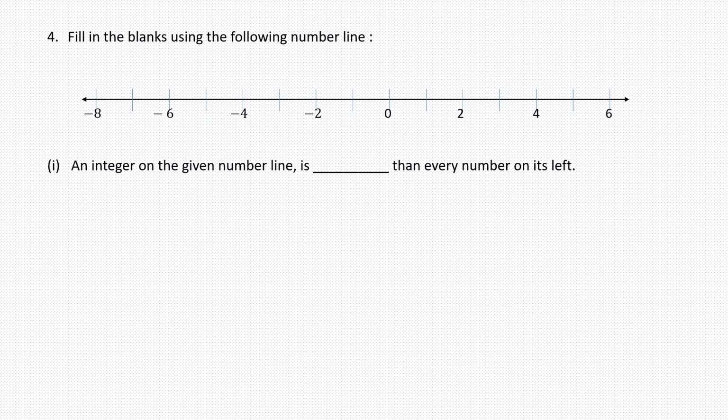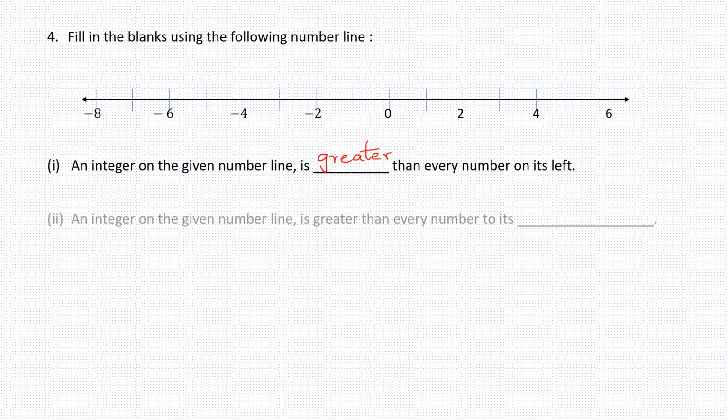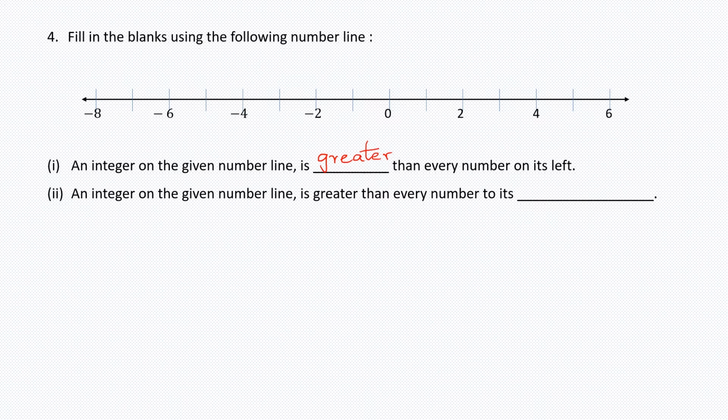Okay, now let me simply take an example of 2. Suppose I'm taking 2. 2 is dash than every number on its left. Can you see? That means 2 is greater. Take an example so it will help you understand this better. 2 is greater, or every number is greater than the number on its left. Next one.